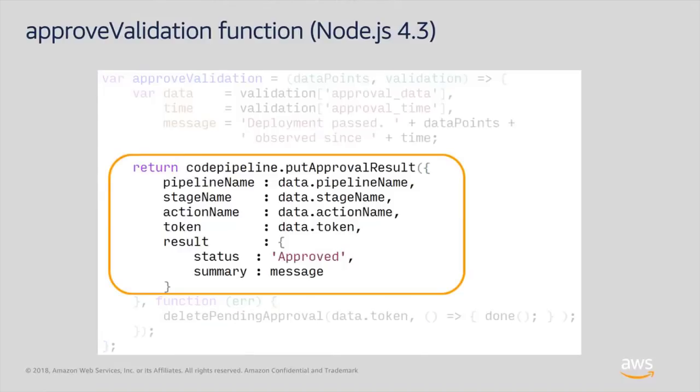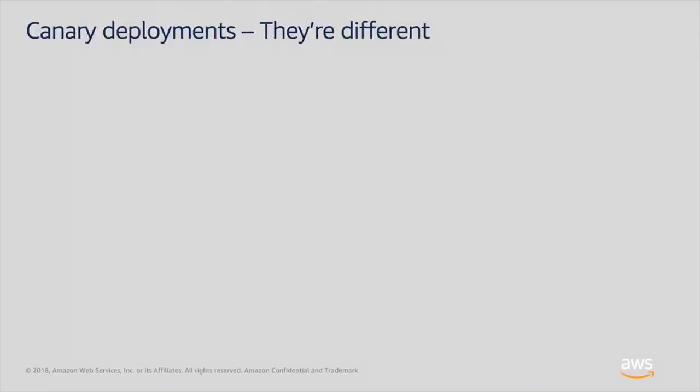So if we look at this here, we've got a CodePipeline method for put approval, and it's got specific details that we've pulled out of that JSON string from the comment. And it'll report back success or failure as to whether we can move forward.